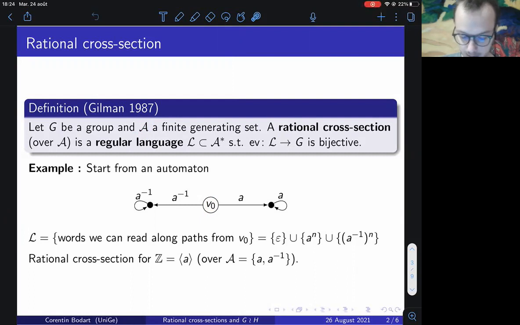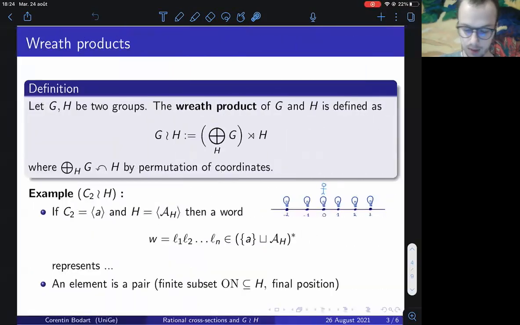So for instance, here if you start at v0, you take this edge and then twice this loop, you will get the word a to the q, which appears here somewhere. And actually, if you look closely, you can see that this language is a regular, rational cross-section for the infinite cyclic group. That's the first example.